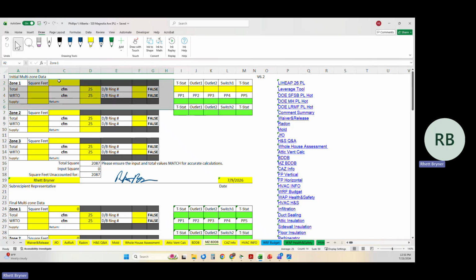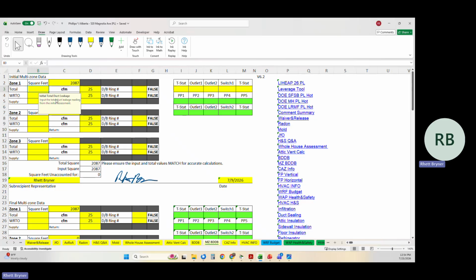All right. So your square footage, if you only have one AC system, is going to be the total square footage for the whole house. In this case, it's 2,087. That is just our total square footage for the entire house. Now this next part is your total for your duct blaster. You can see total duct blaster ring right here. So this is your duct blaster information.